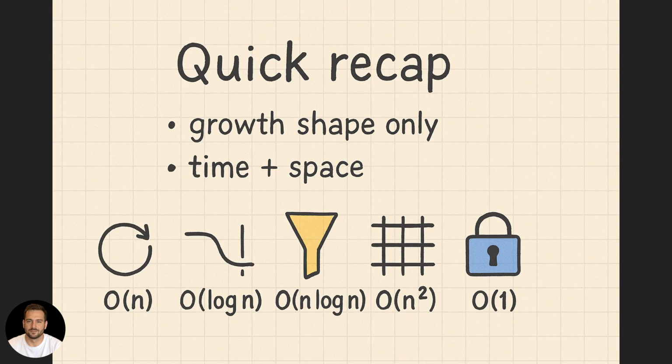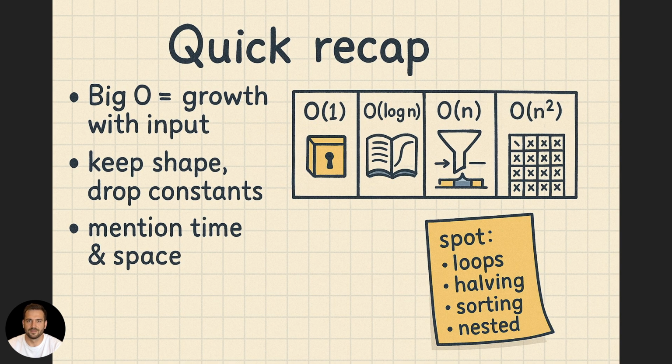Quick recap. Big O describes how the work grows with input. We keep only the growth shape, not the tiny details. Your 5 core shapes are O of 1, O of log n, O of n, O of n log n, and O of n squared. Learn to spot them with loops, halving, sorting, and nested comparisons. Always mention space as well as time. And right after you finish coding, drop one sentence: complexity, time, space. That's it.